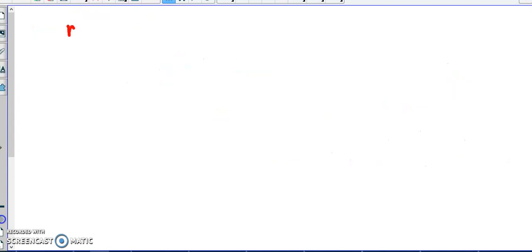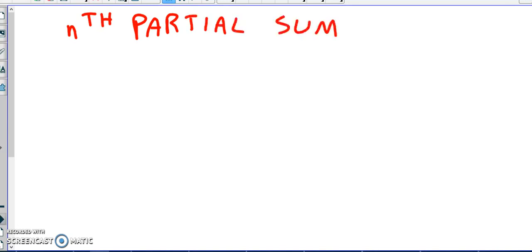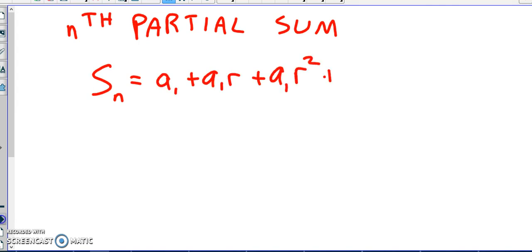Now, let's talk about the nth partial sum. We'll call it S sub n. So I'd have the first term, plus the second term, plus the third term, plus the fourth term, plus all the way up to the last term in this particular partial sum.